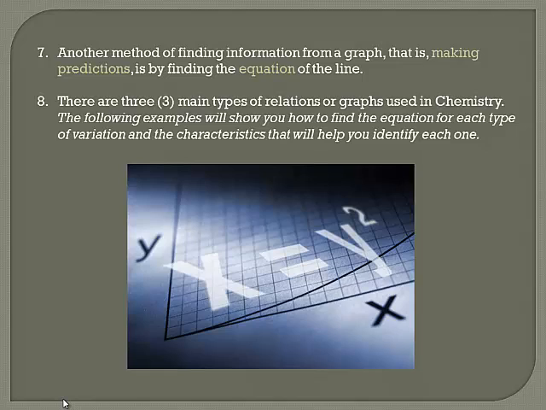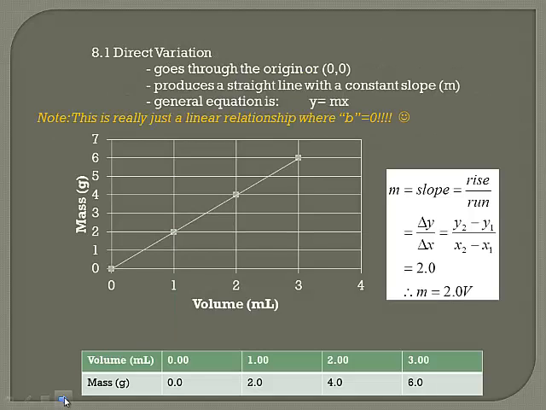So another method of finding information from a graph is by making predictions by finding an equation from the line. There's three main types of relationships or graphs that are used in chemistry. I'll give you an example of each one, and then we'll talk about them more as the year progresses.